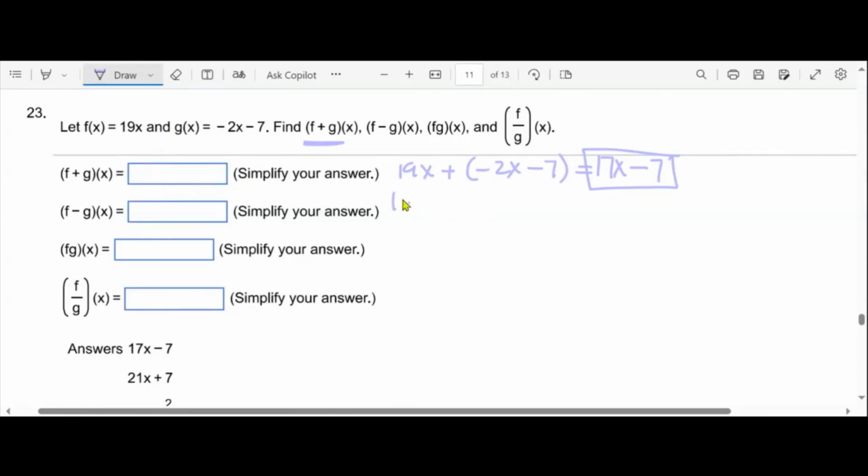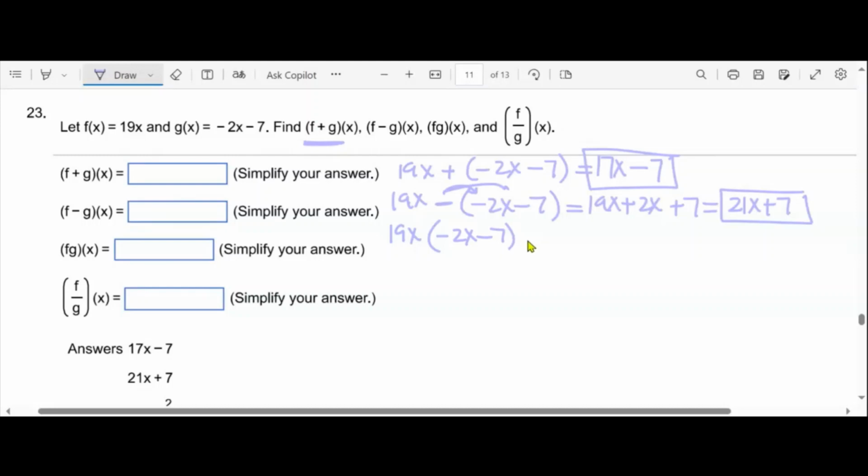Now for subtraction, same thing. We subtract, right? Yes. So we have to distribute the subtraction, how many times? 2 times. So 19x plus 2x plus 7. That gives you what? 21x plus 7. Now the third one is multiplication. So it's going to be 19x times what? Negative 2x minus 7. Yeah, use the calculator and tell me how much if you multiply 2 times 19.